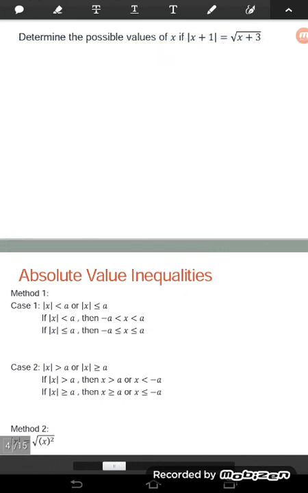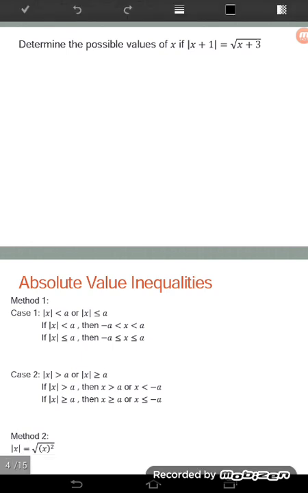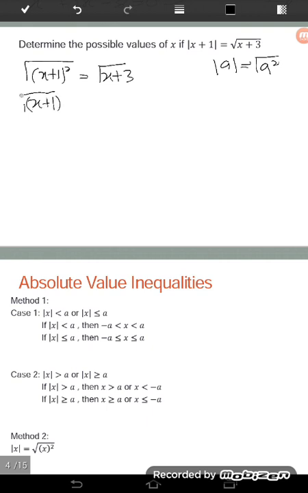Okay, so method number 2, just now you have modulus a equal to square root of a squared. So put the definition, so you will have square root of (x plus 1) squared, which is equal to square root of x plus 3, and then taking square on both sides, so you will have (x plus 1) squared is equal to (square root of x plus 3) squared.